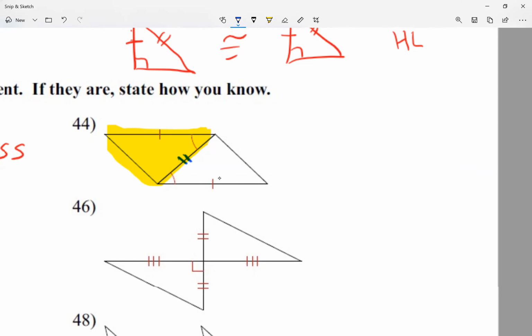So based on that triangle, I see there's two sides and the included angle, the angle in between. Side angle side is a rule that works. Quickly take a look at the other triangle. It should be marked the same way. If they are, then I'm going to say those two triangles are congruent because of side angle side.